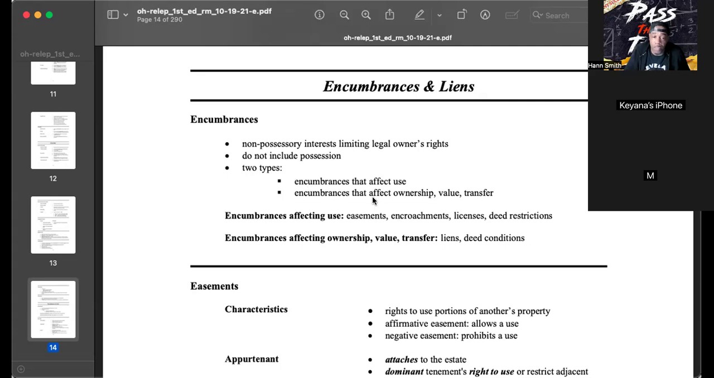Okay, I'm not going to go into this because none of this stuff you're going to get tested on, but it says encumbrances that affect the use. What that means is, if somebody encroached on your property and you're not able to use the whole property, like you might want to build a garage, but there's a fence there now, it affects the use. And then there are encumbrances that affect the ownership, value, and transfer. Like you can't transfer it, or it's impacting the value of the property. But none of this stuff is going to be on the test.